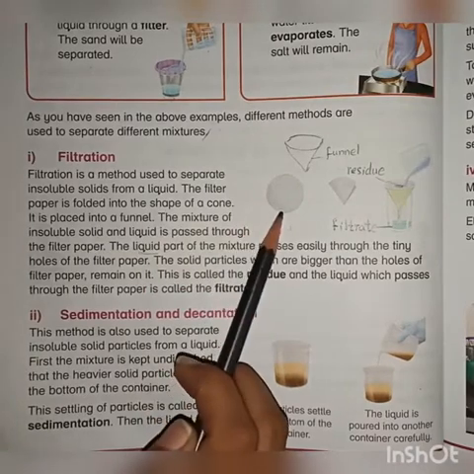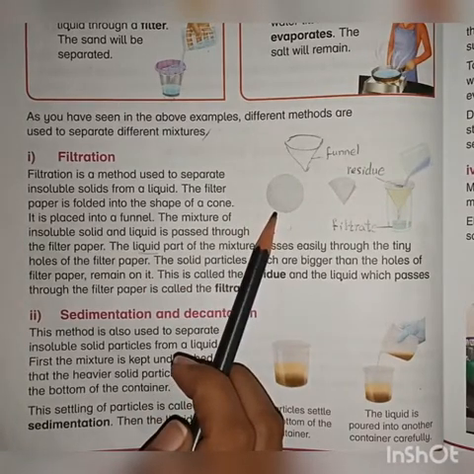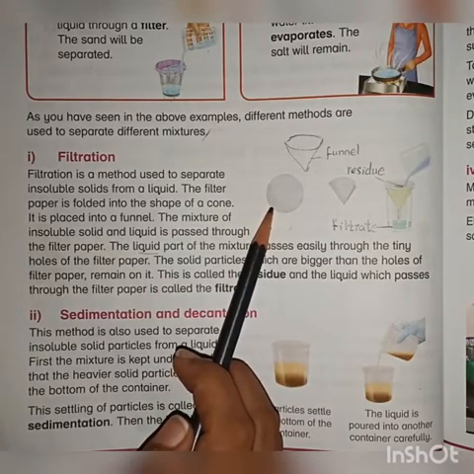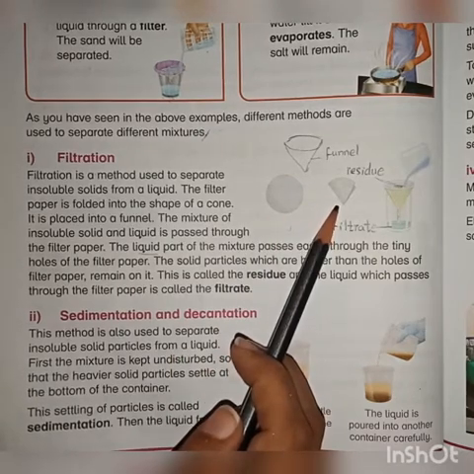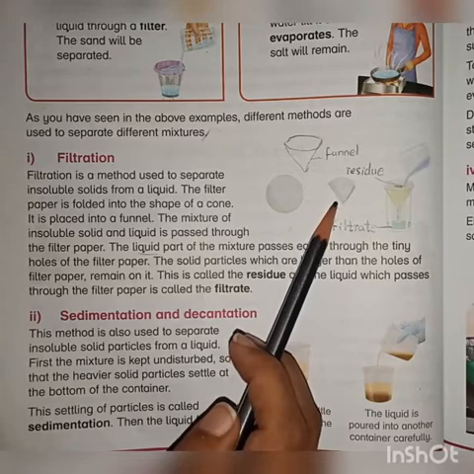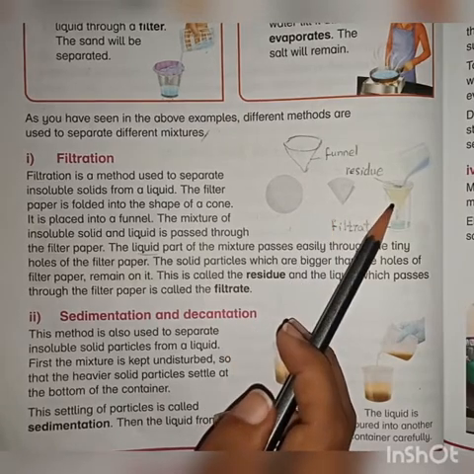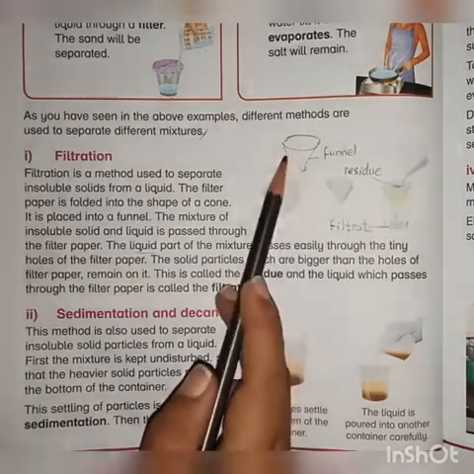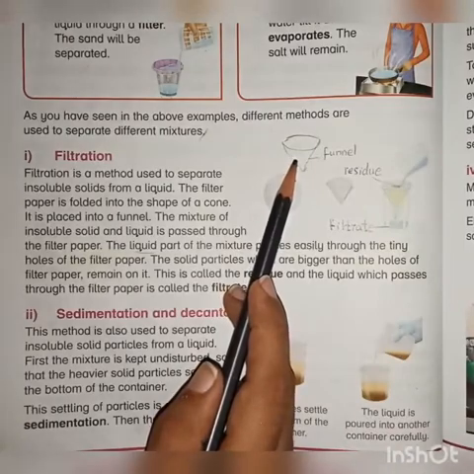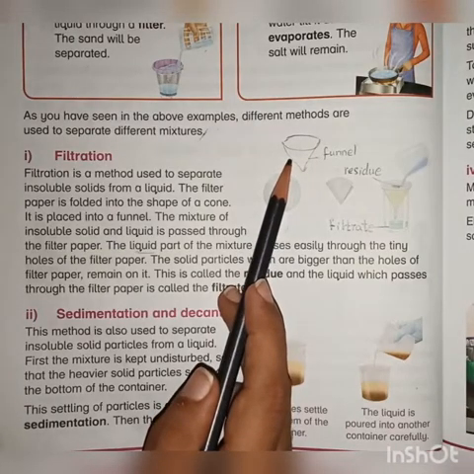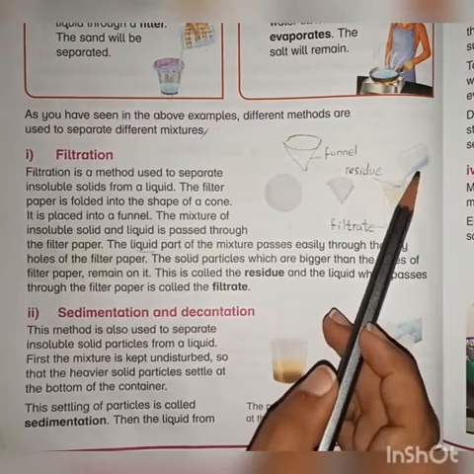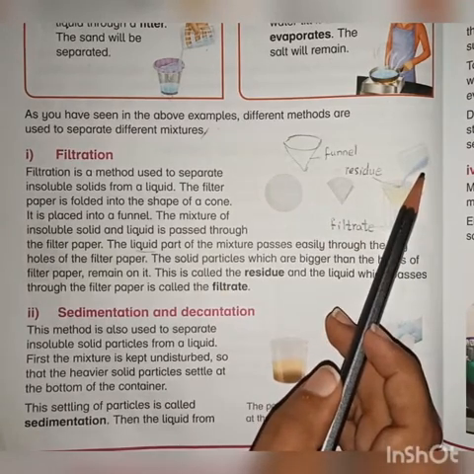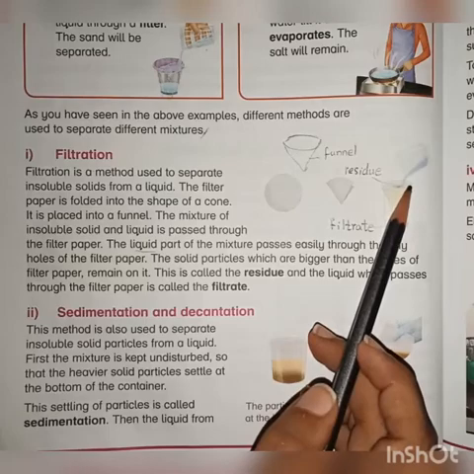Filter paper is round in shape. At first, fold this filter paper into the shape of cone, like this shape. Now, place this filter paper into funnel. This is funnel. Funnel shape is like this. Then, pass the mixture of liquid and insoluble solid through the filter paper.